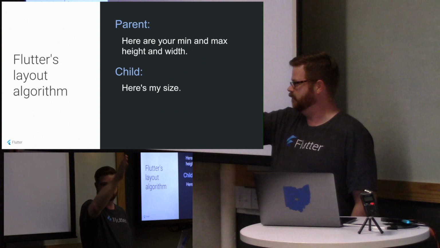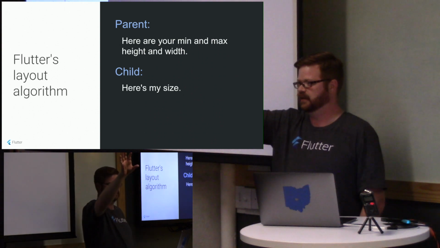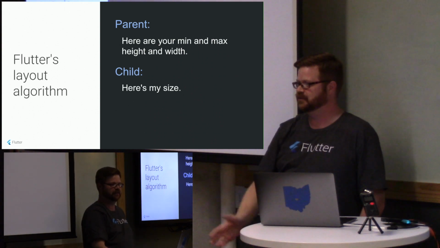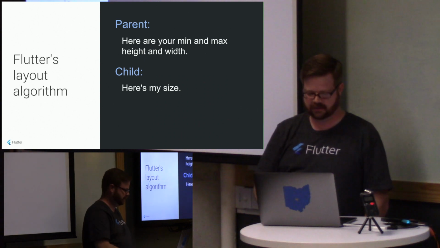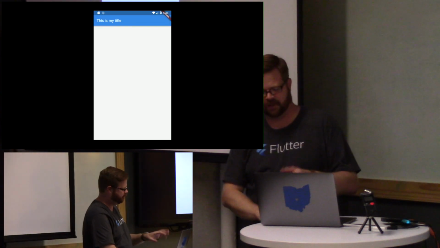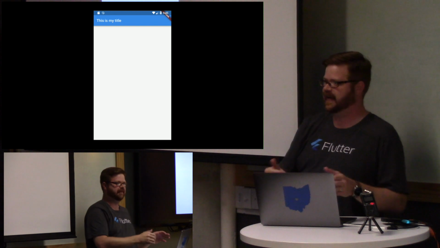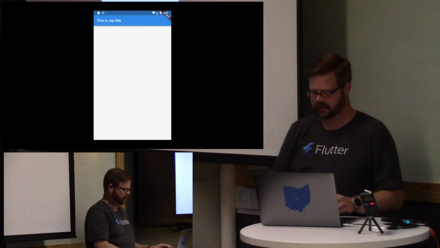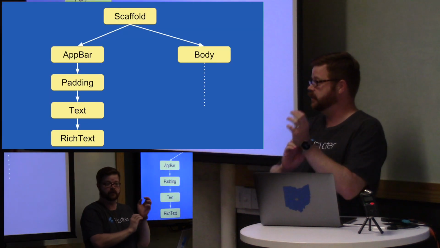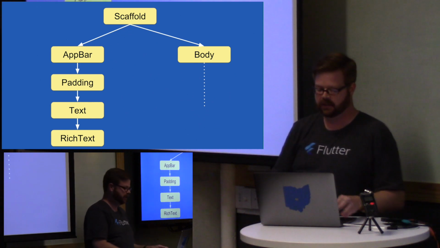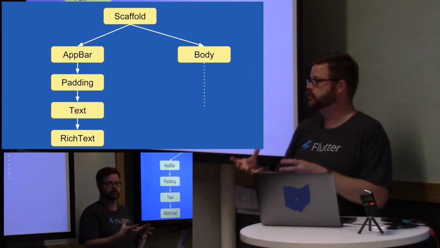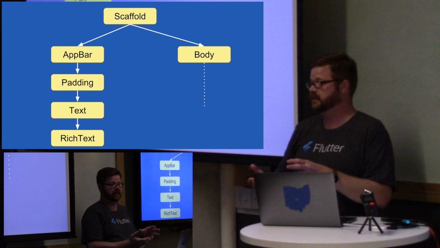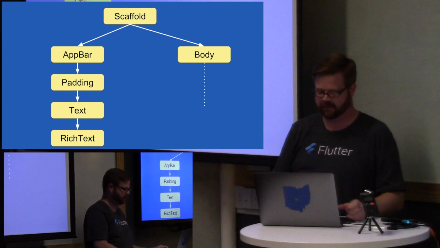And you just go down, it's like a depth first search. You start at the top, you go down the tree once, passing down constraints, and then you pass up a size. So for example, if I had a very basic app here that's a scaffold with an app bar across the top, that might look like this in terms of the widgets and their associated render objects. And so scaffold as the root widget has to be the size of the entire screen. That's one of the rules, because you got to cover the screen.